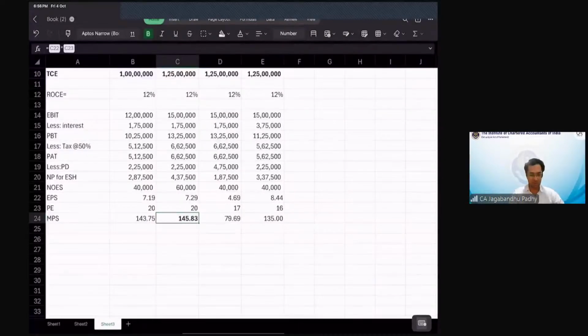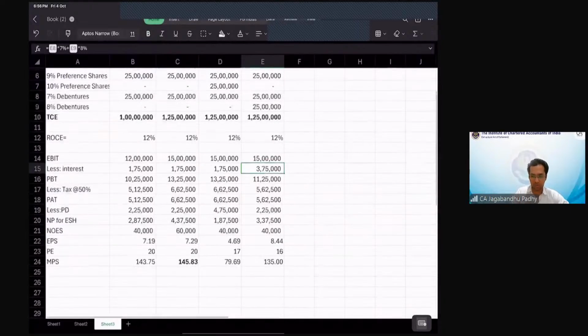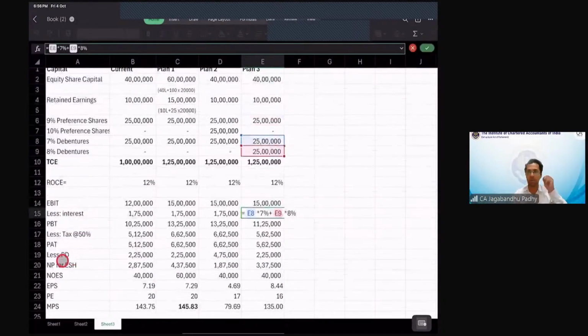What are the interest components? Interest components will be just the debenture amount multiplied by the rate of interest. Yeah.